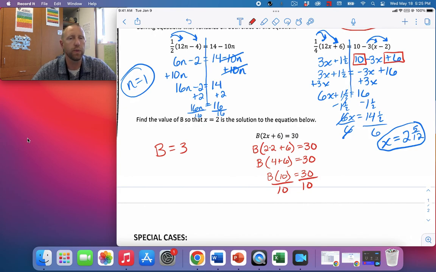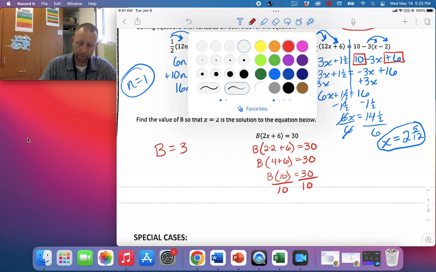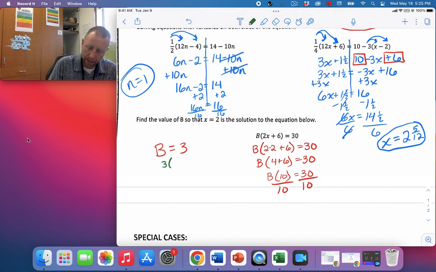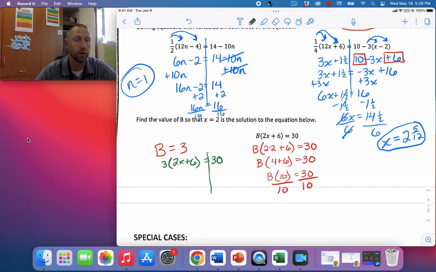Okay, and there's a way we can check this. If I just put in 3 for b in the very beginning, do I get that x equals 2 when I solve it? Right? So if 3 is the number outside the parentheses, I'll try that in a different color. 3 and then 2x plus 6 and then equals 30. If I go to solve this, I should get x equals 2 if I did it correctly. So let's see. 3 times 2x is 6x. 3 times 6 is 18.